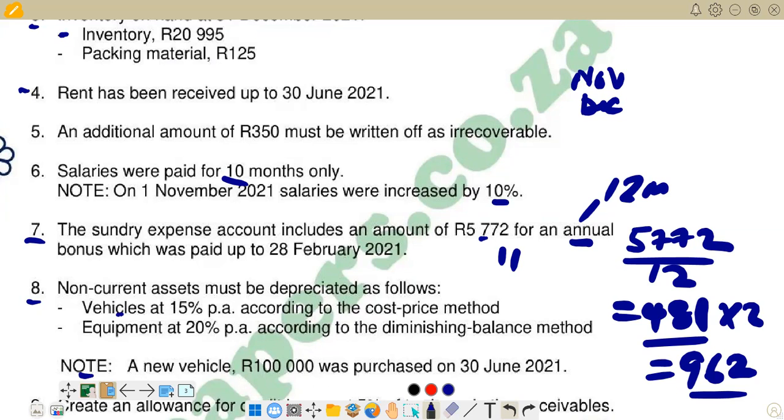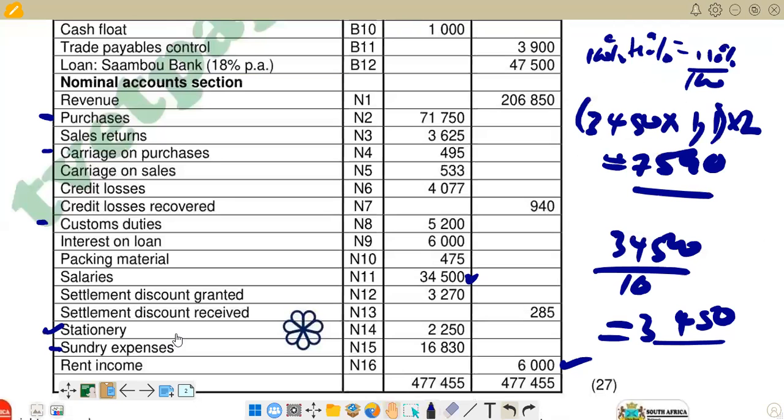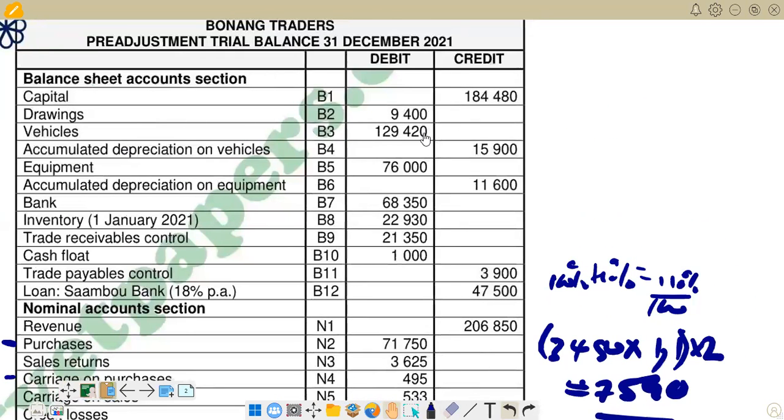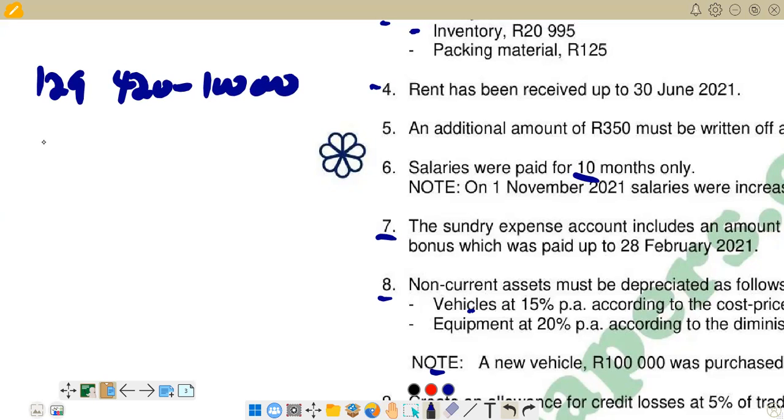So let's go to the list of balances and check the cost for vehicles. If you come here, you would see that vehicles is 129,420. So we have 100,000 inside this figure that was bought during the middle of the year. So we are going to say 129,420 minus the 100,000, then we get the one that stayed the whole year, which is now 29,420.